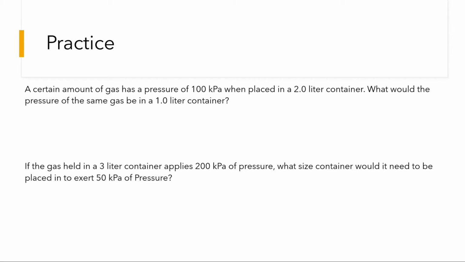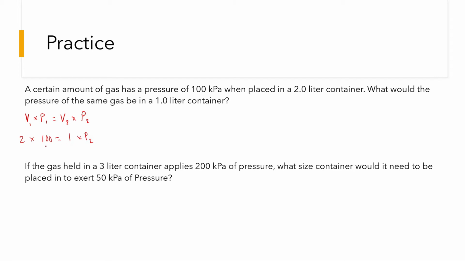This first question says, a certain amount of gas has a pressure of 100 kilopascals when placed in a 2.0 liter container. What would the pressure of the same gas be in a 1.0 liter container? Remember that our relationship is V1 times P1 equals V2 times P2. In order to solve this, we have to start subbing in the variables that we know. So in the first one, we have 100 as our pressure, and we have 2 as our volume. In the second one, we have 1 as our volume, and we need to solve for P2.